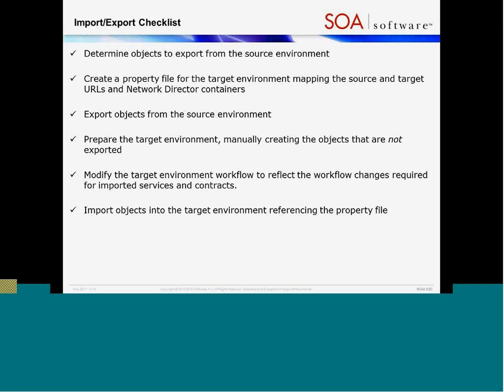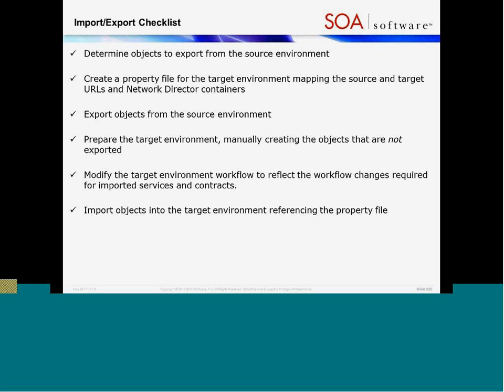Okay, here is a list of what you need to do in order to do the export and then the import. Decide which objects you want to export from your source environment. You may need to export everything, or you may just be exporting the services. You create a property file for the target environment to do the mapping between the target URLs and network director container names. Then you prepare the target environment and create the objects that are not exported.